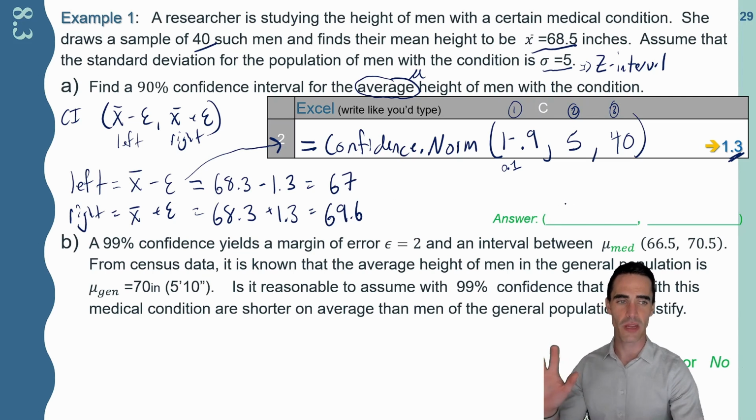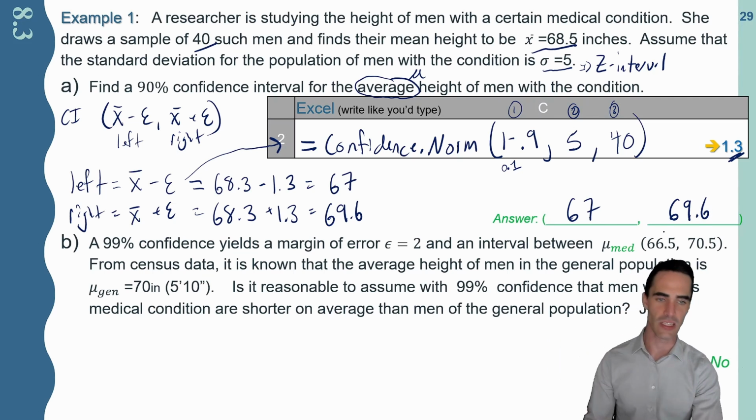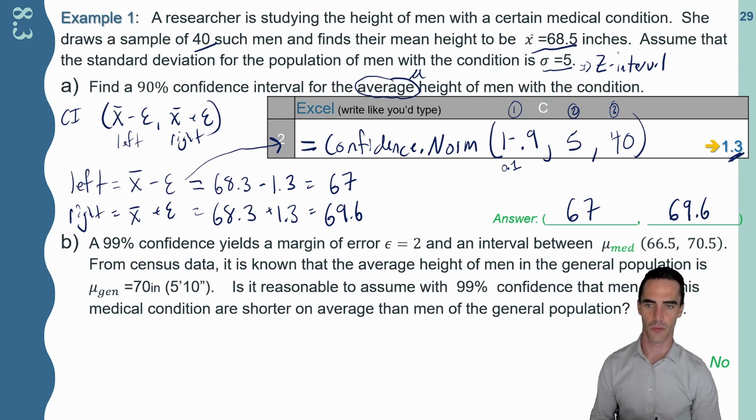69.8. So this is my range of values, again, for the average height of men with this condition, 67.2 inches all the way to 69.8 inches. And that's the answer we're looking for. And so what can we do, or how can we apply this particular example?